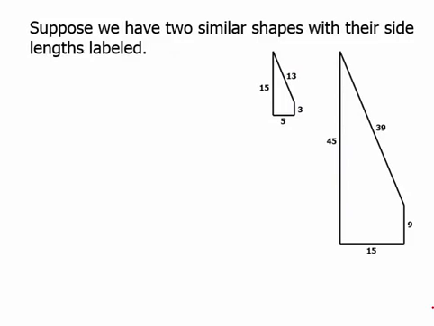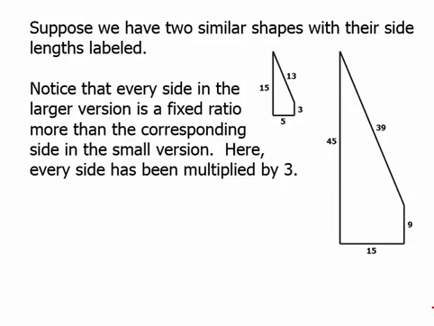Suppose we have two similar shapes with their side lengths labeled. So these are identical shapes, and one is just bigger than the other. Notice that every side in the larger version is a fixed ratio more than the corresponding side in the smaller version. In particular, every side has been multiplied by 3. So 15 to 45, 5 to 15, 3 to 9, and 13 to 39. Every length in this one has been multiplied by 3 to produce the lengths in this one.